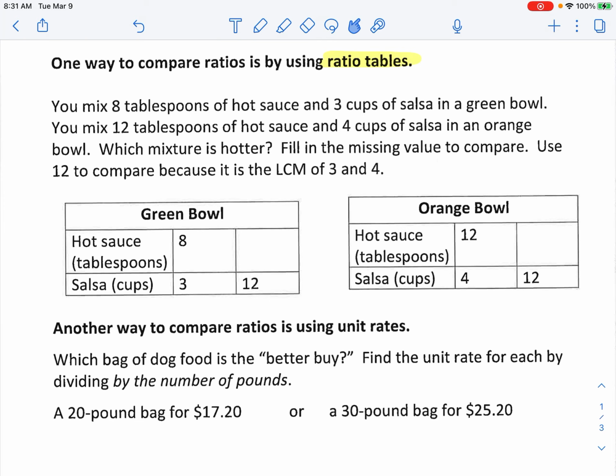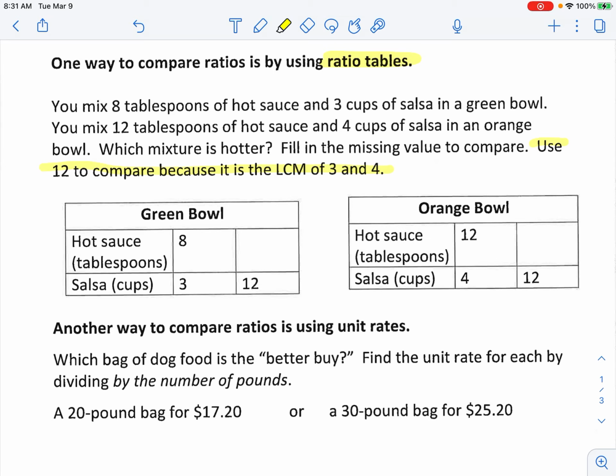So here's our problem. You mix 8 tablespoons of hot sauce and 3 cups of salsa in a green bowl. You mix 12 tablespoons of hot sauce and 4 cups of salsa in an orange bowl. Which mixture is hotter? Fill in the missing value to compare. Use 12 to compare because 12 is the least common multiple of 3 and 4.